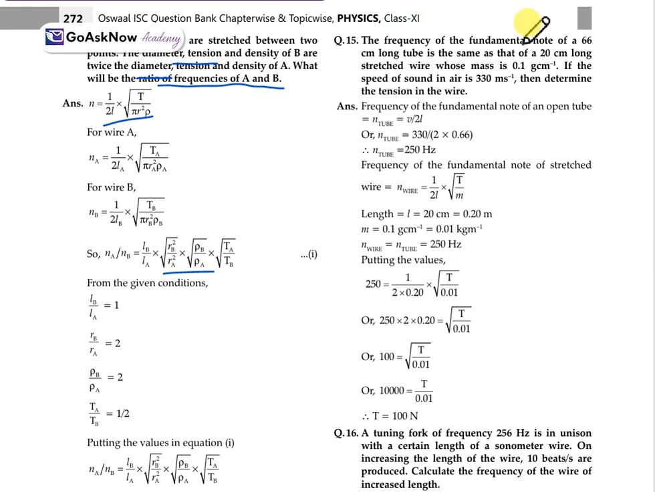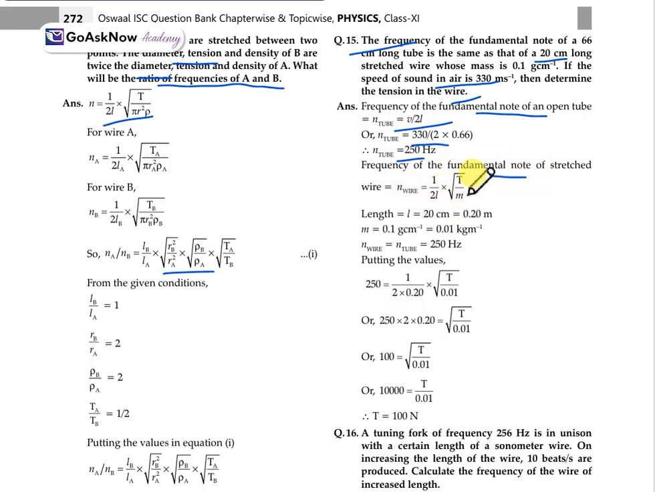The frequency of the fundamental note of a 66 centimeter long tube is the same as that of a 20 centimeter long stretched wire whose mass is 0.1. The speed of sound in the tube is 330 meter per second. Then determine the tension of the wire. So the frequency of the fundamental note of the tube, N tube, equals V upon 2L. So N tube equals 330 by 2 into 0.66. So we get the frequency of the tube as 250 Hertz. Now the frequency of the fundamental note of the stretched wire.